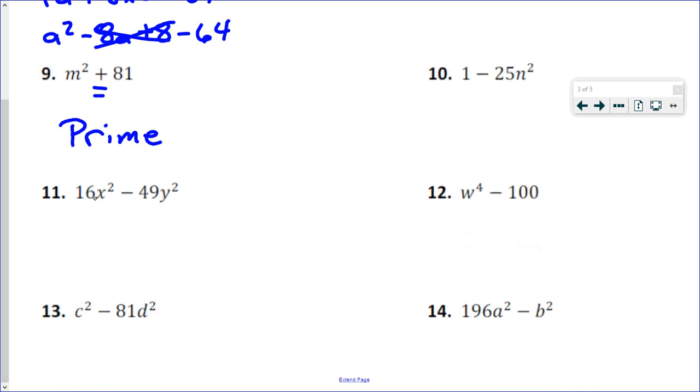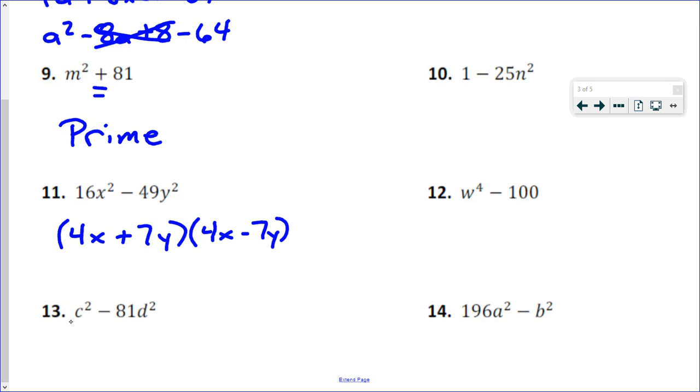Number 11, the square root of 16x squared is 4x. The square root of 49y squared is 7y. Again, I'm going to write this twice, and one of them will be plus, and one of them will be minus. Now, one thing I see students do is change the order of these sometimes. You can't change the order of this. So it needs to be 4x plus 7y, not 7y plus 4x. So don't change the order. Keep them in the order that they were given to you.